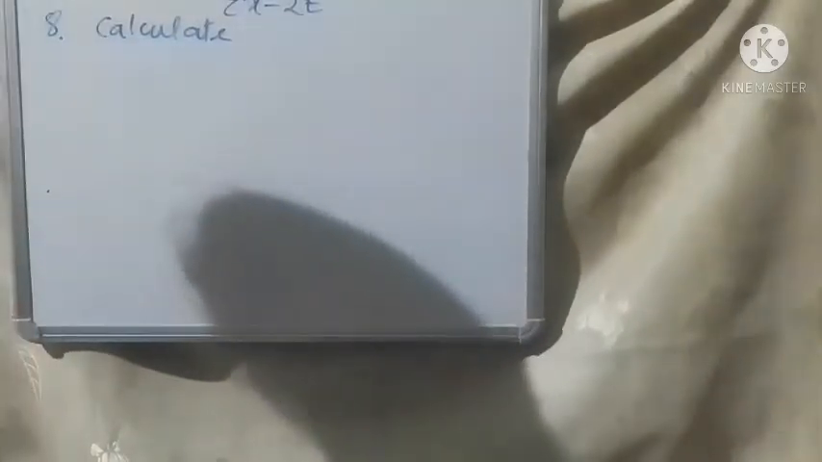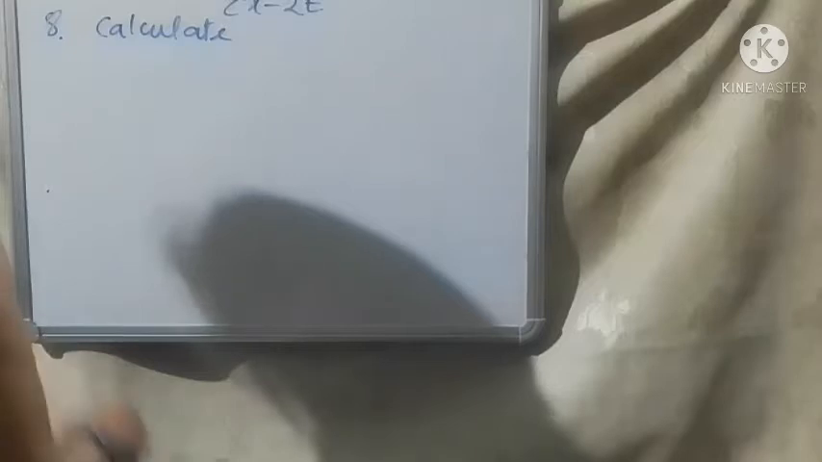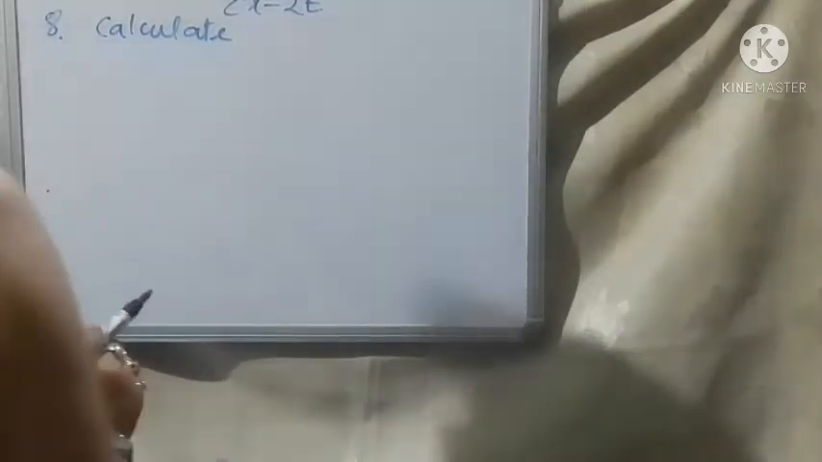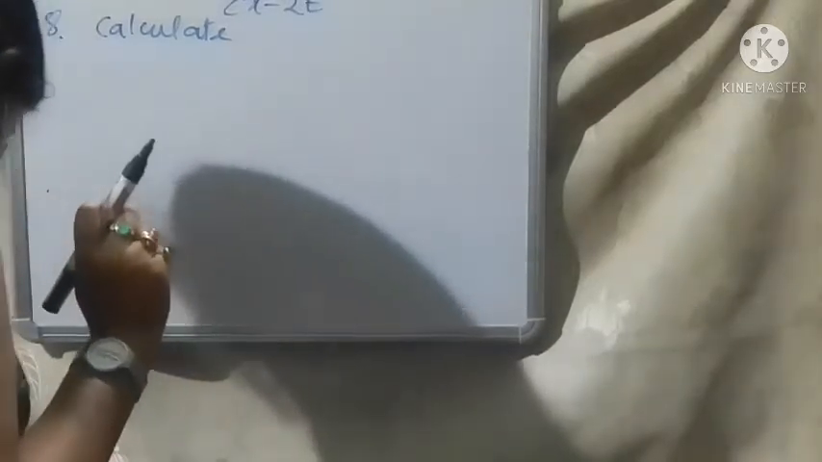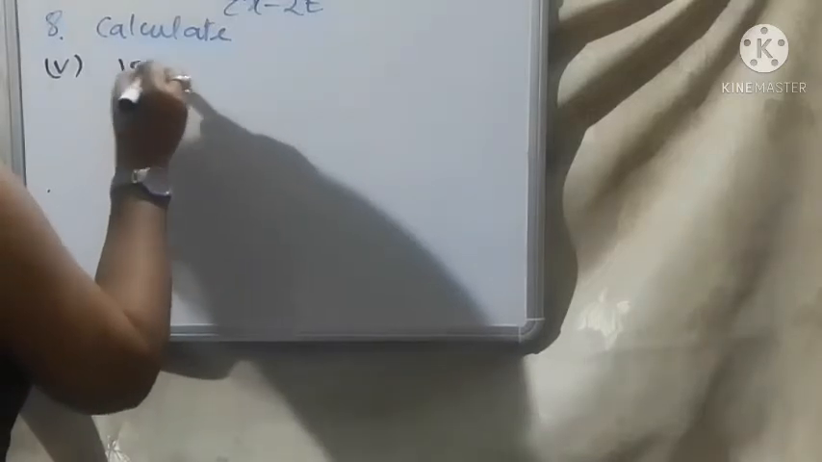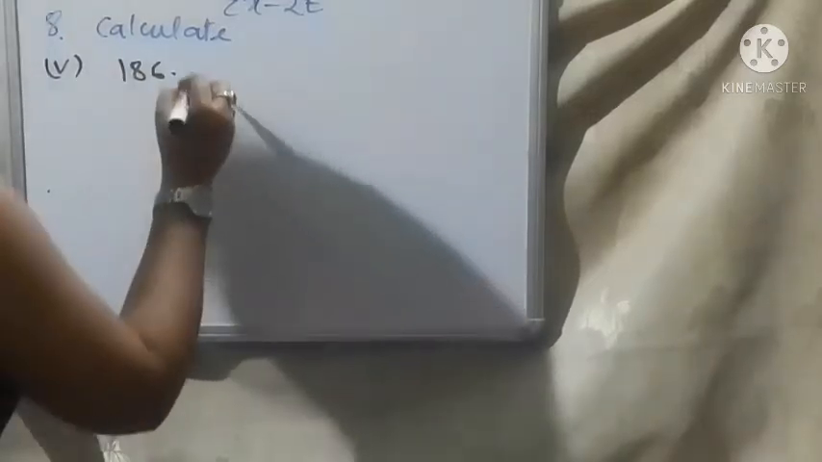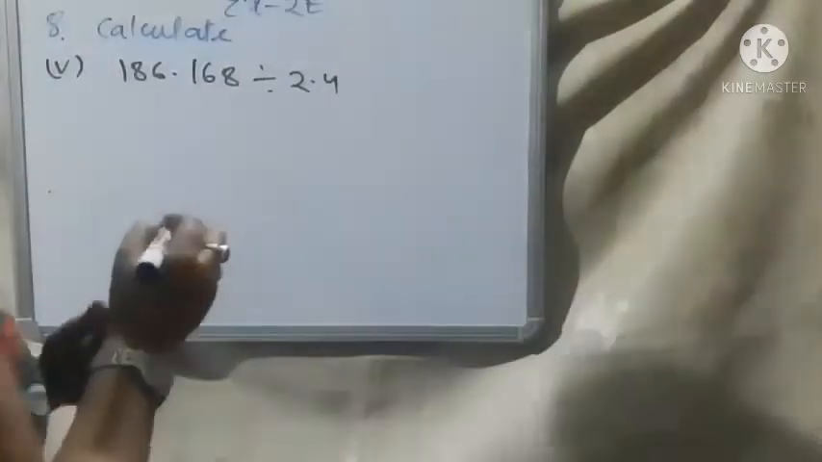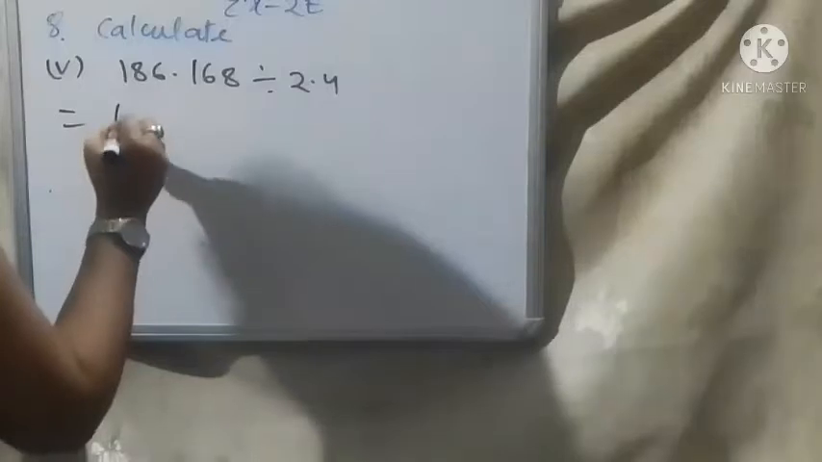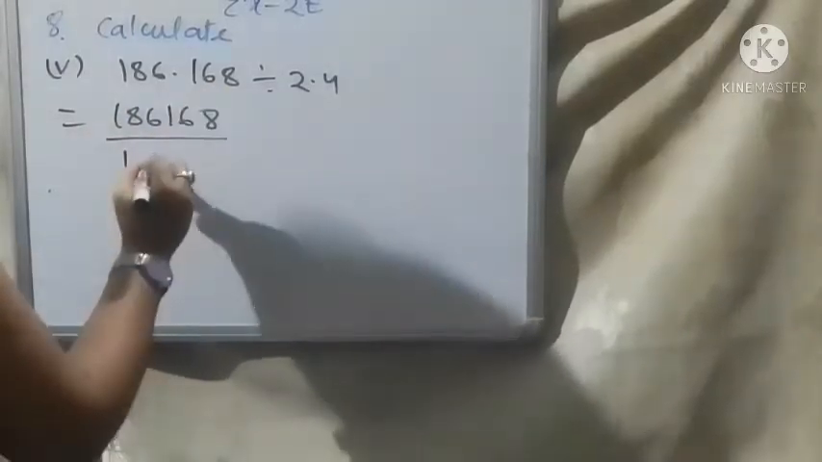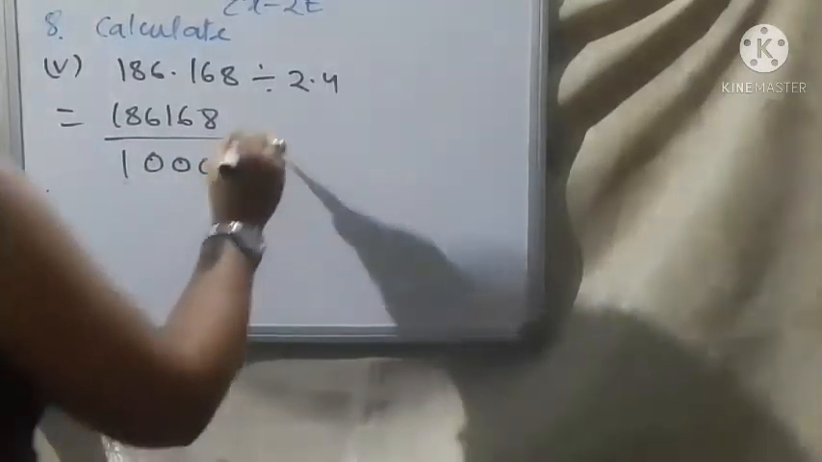In question number 8, all the questions are in the division form. So I wonder why they have given 'calculate'. They should write 'divide' instead of 'calculate'. Now the next question I am doing: 186.168 divided by 2.4. How will you do this one? Same. You remove the decimal point: 186.168. After the decimal point, how many digits? 3 digits, you write. Division you write.